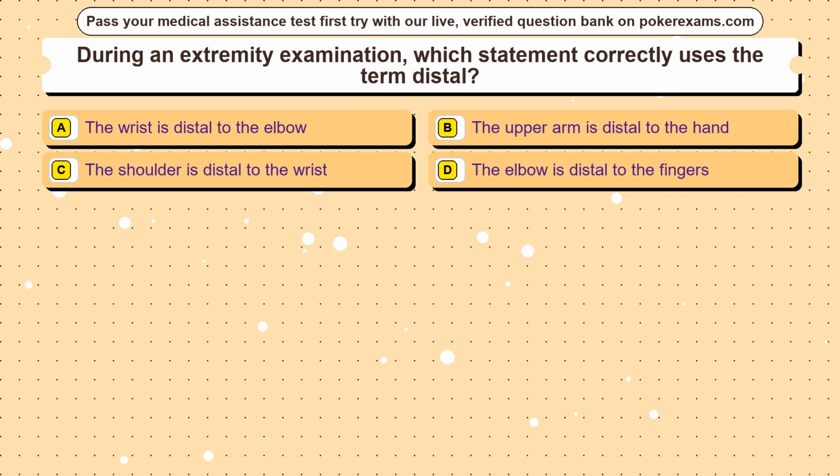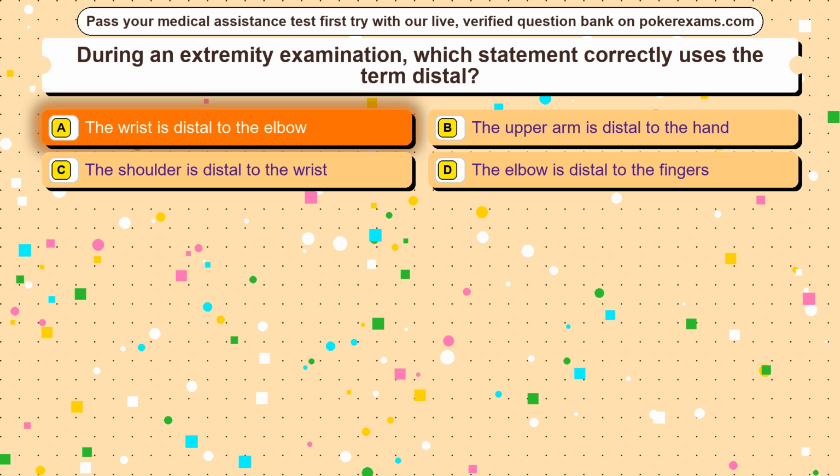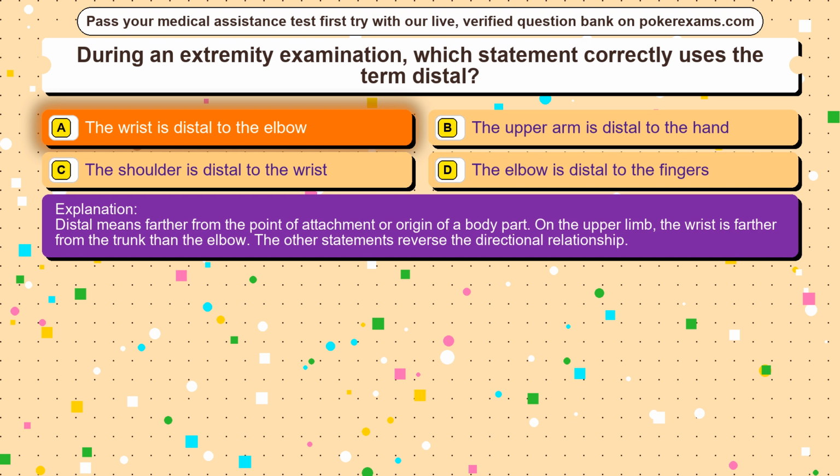The elbow is distal to the fingers. The correct answer is option A. The wrist is distal to the elbow. Distal means farther from the point of attachment or origin of a body part. On the upper limb, the wrist is farther from the trunk than the elbow. The other statements reverse the directional relationship.